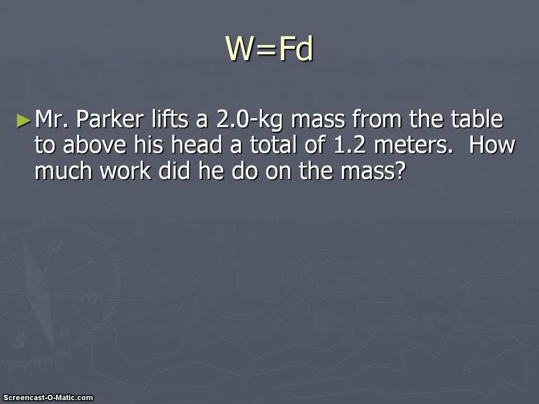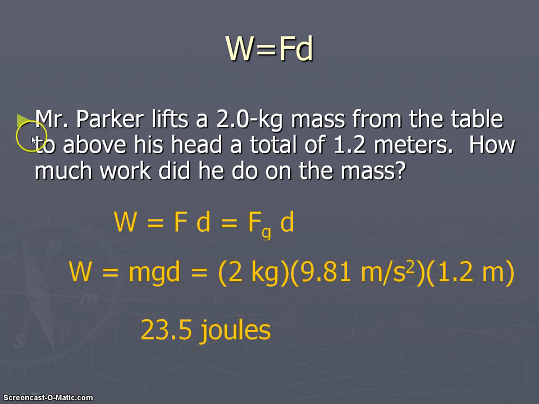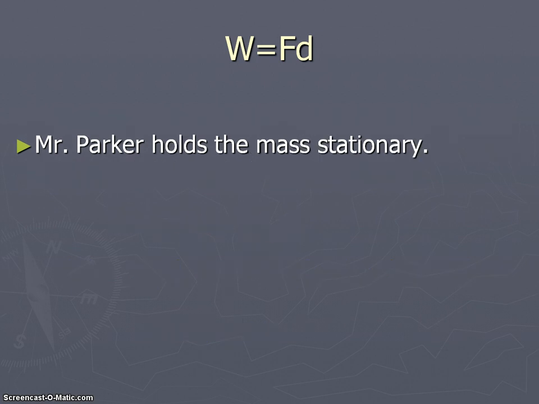What if I lift a 2 kilogram mass a total of 1.2 meters? How much work did I do on the mass? It's force times distance. The force that I had to exert here is the force of gravity on the mass. So the work is mass times acceleration due to gravity times the distance lifted: 2 kilograms times 9.8 times 1.2 gives us 23.5 joules, or using the appropriate number of sig figs, that would be 24 joules.